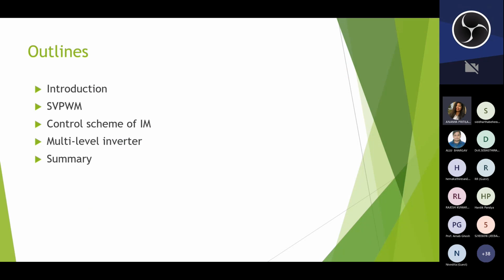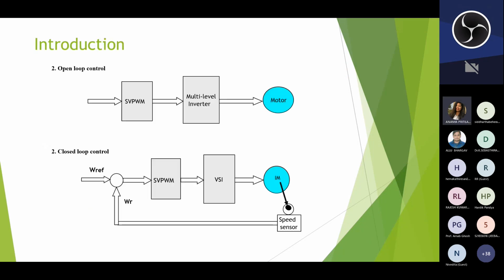Let me introduce you to my topic. These are the basic block diagrams of my model. I have done the closed loop control. In the open loop control, the pulses from the SVPWM are fed to the multi-level inverter, and through the multi-level inverter, the induction motor is fed. In the closed loop control system, the speed sensor senses the speed, and we control that speed and feed it back to the SVPWM block. That is the basic block of my model.